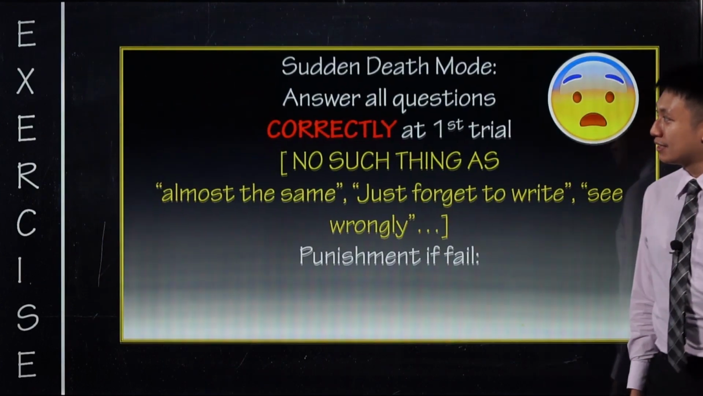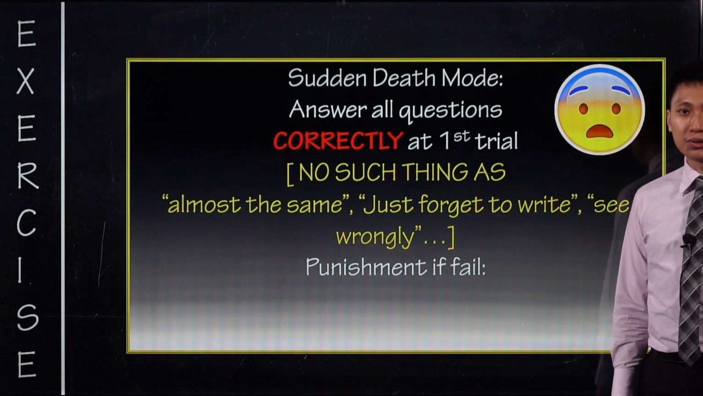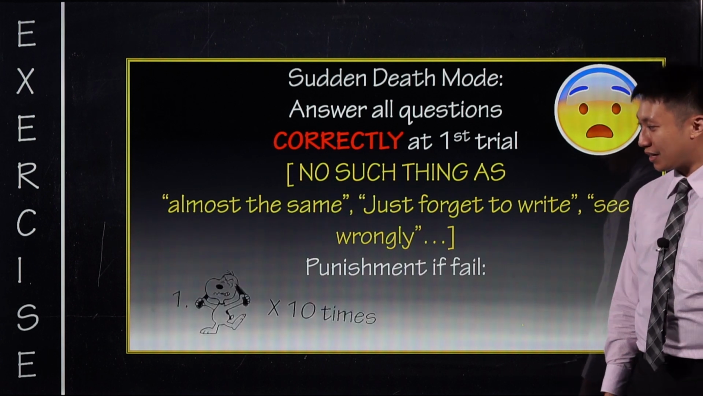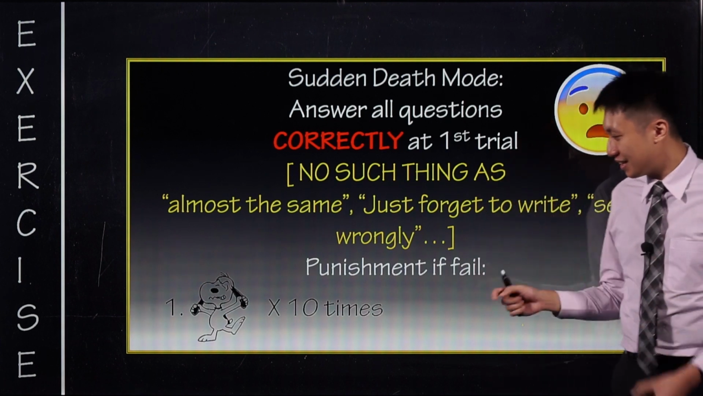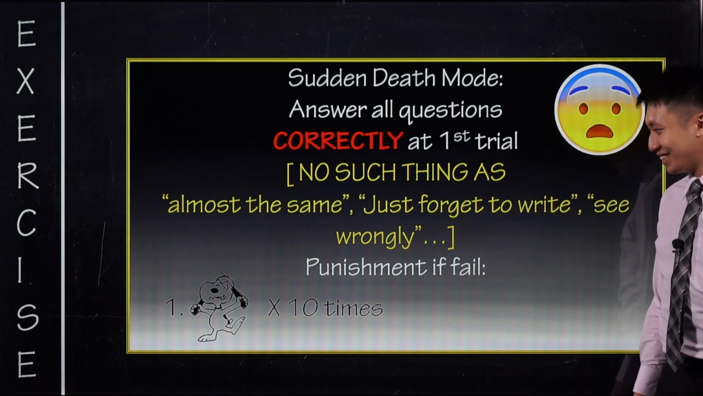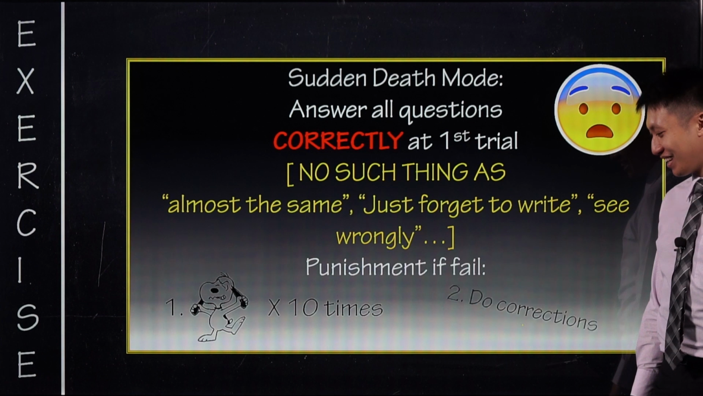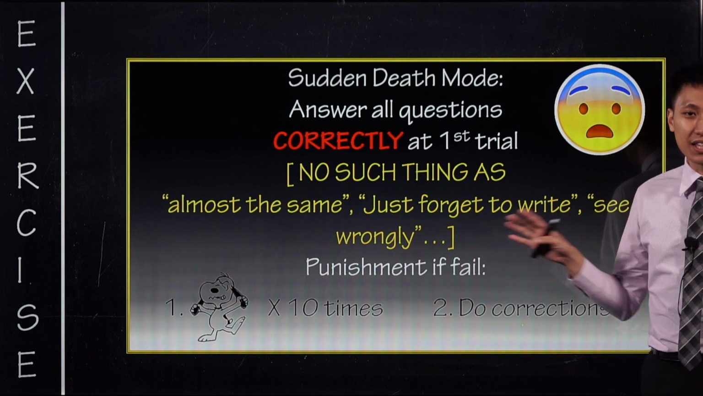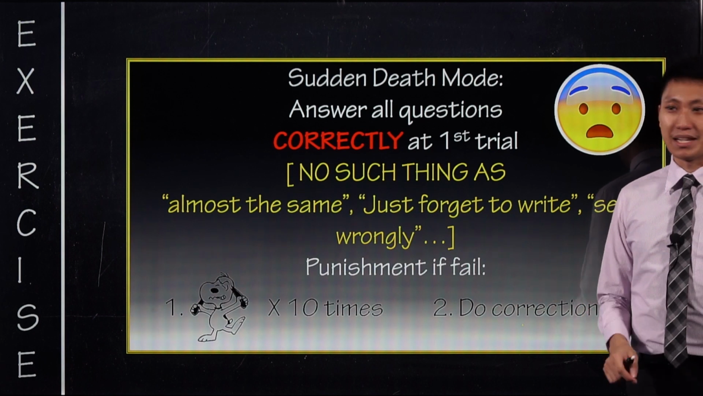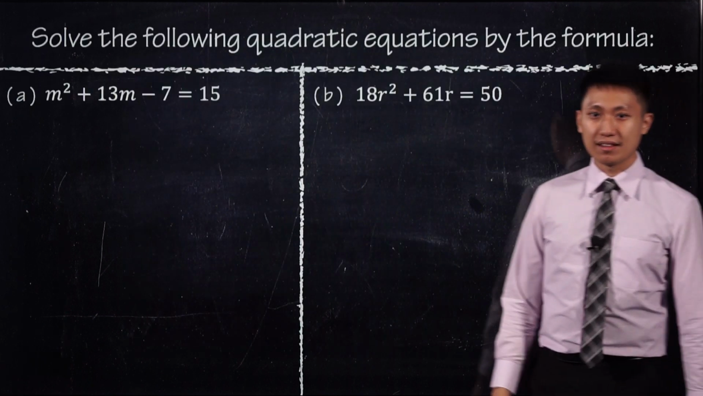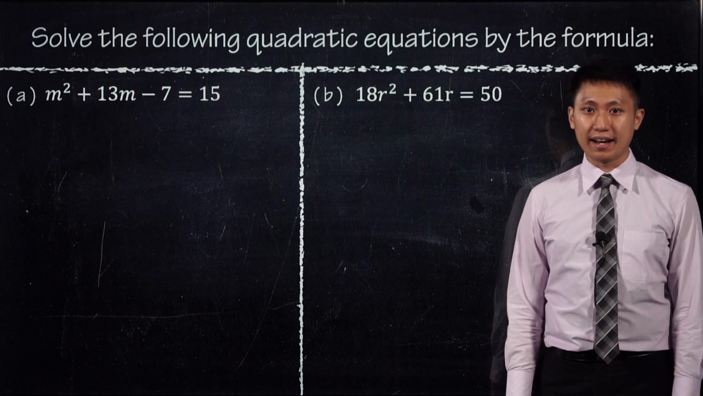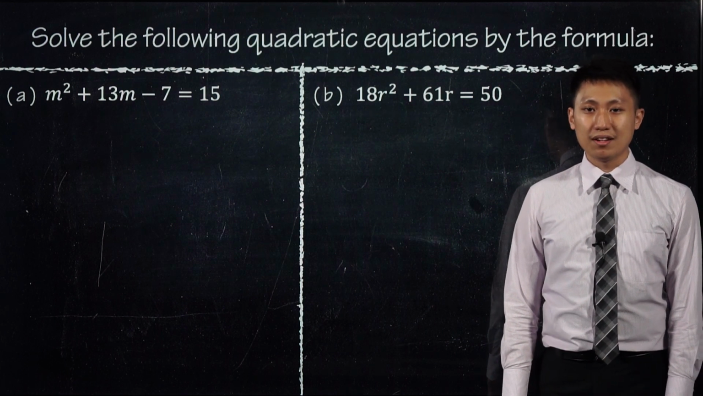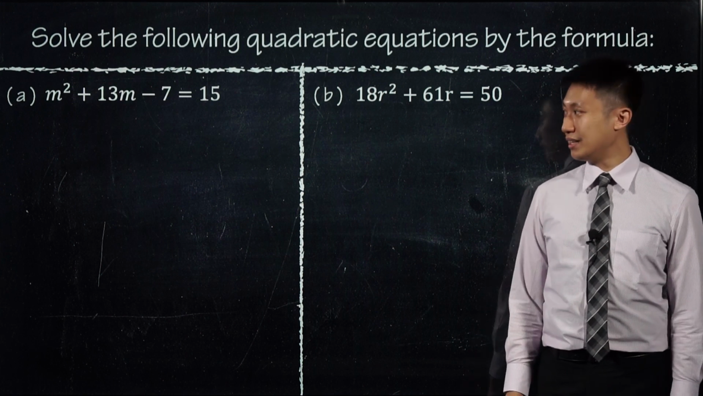Okay, so now, sudden death mode means you have to answer everything yourself now. And the punishment, first one will be pulling your ears 10 times, up and down. Okay, second will be do corrections. Okay, you got to do this. I mean you have to finish everything and you got to do it correctly. Please. Okay, try this. And I'll just pause the video, let you try this for a while. Then we have 2 more.